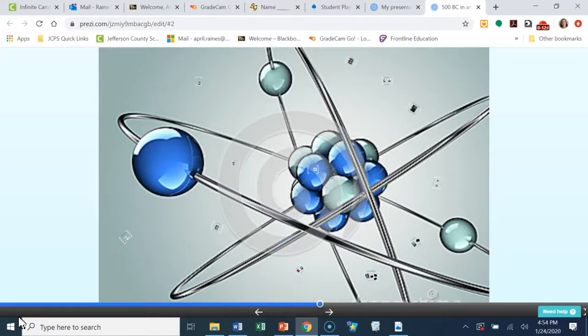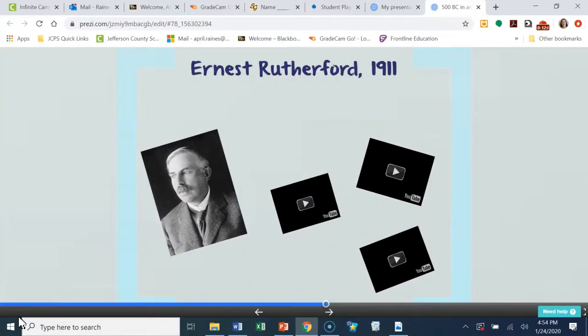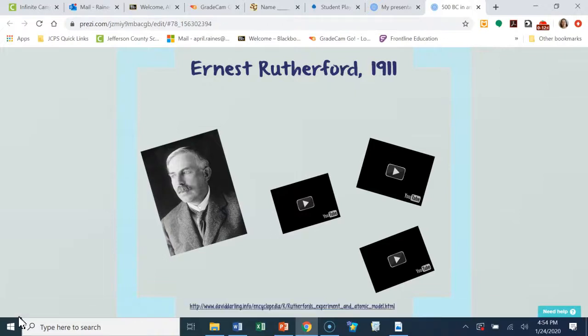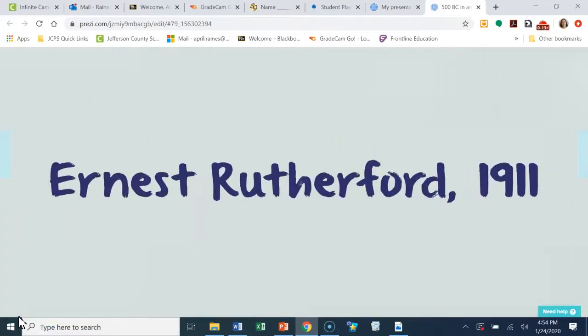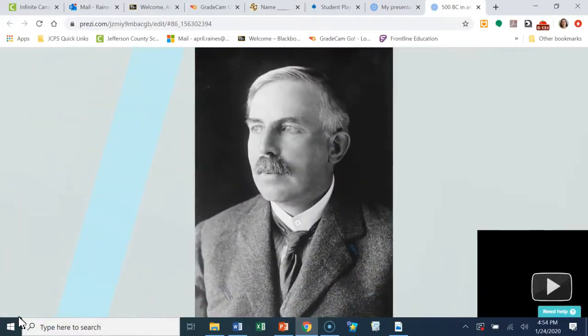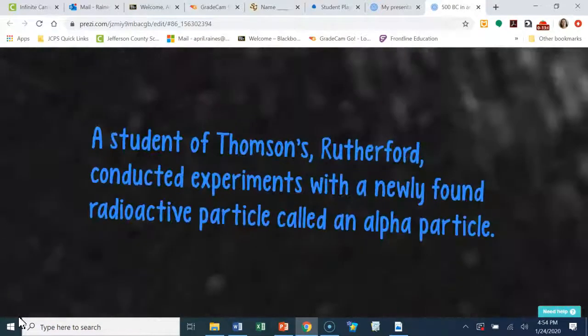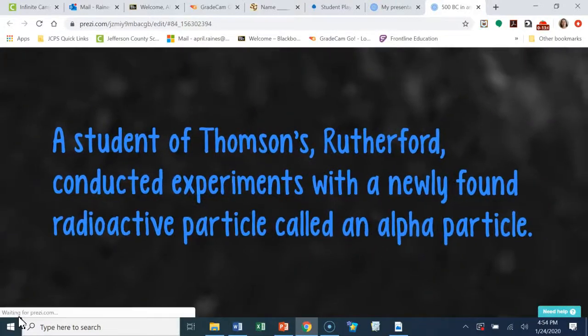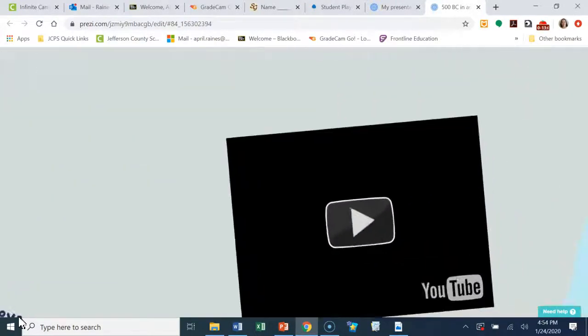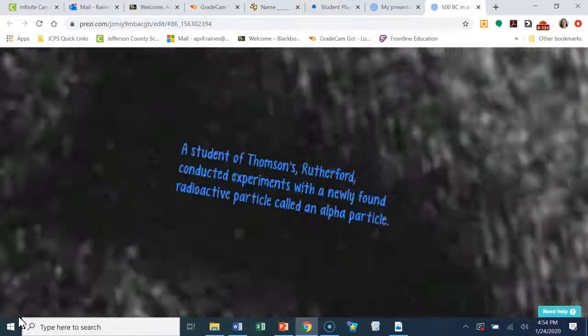So the next person to make some discoveries was Ernest Rutherford, and in fact, Ernest Rutherford was a contemporary of Thomson. He was, in fact, Thomson's student. So we've got a couple videos for you to watch here in just a few moments. So we've got Rutherford, and Rutherford conducted experiments using radioactive particles that we know as alpha particles.